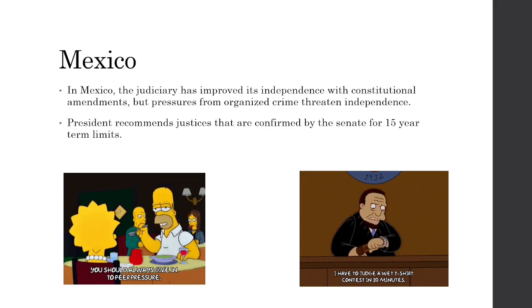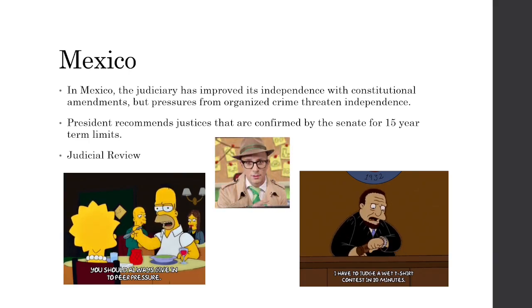However, if the government has a set agenda in place, they may only approve justices that follow their beliefs and ideologies. But they do have the power of judicial review and can say that certain laws are unconstitutional.